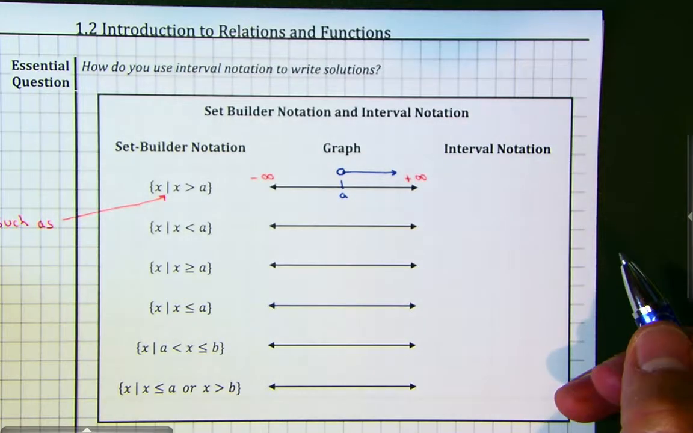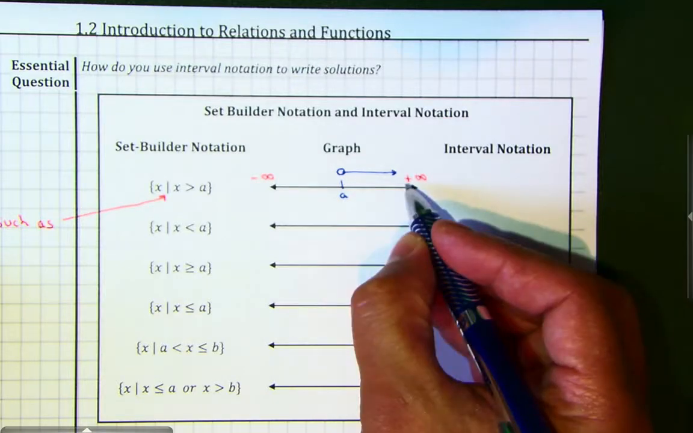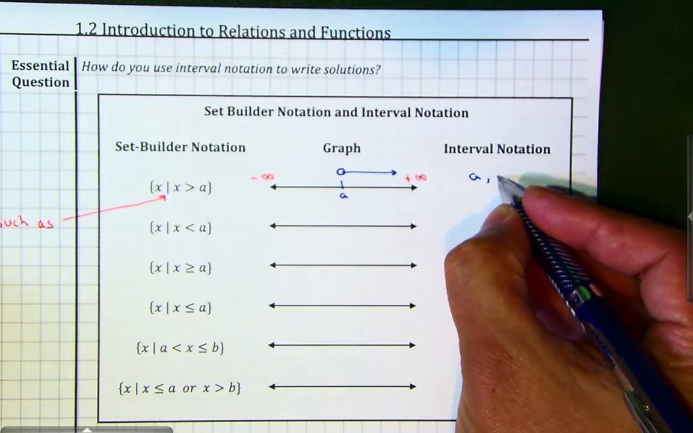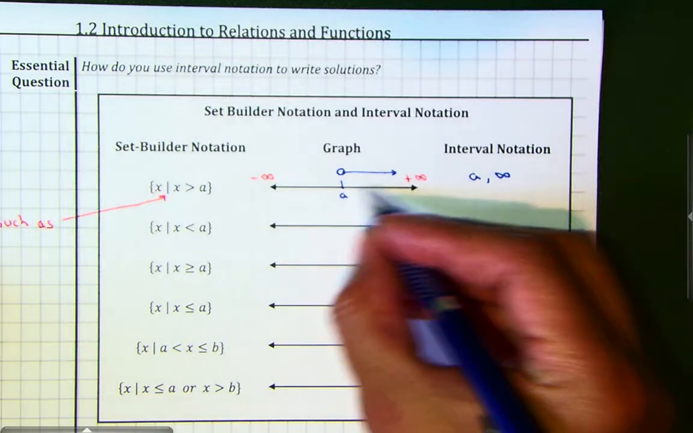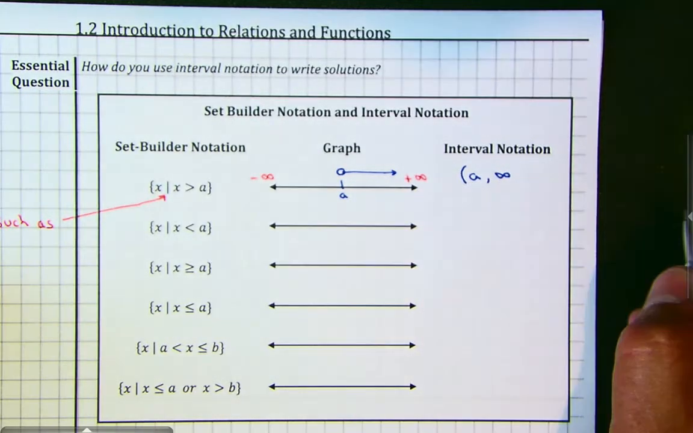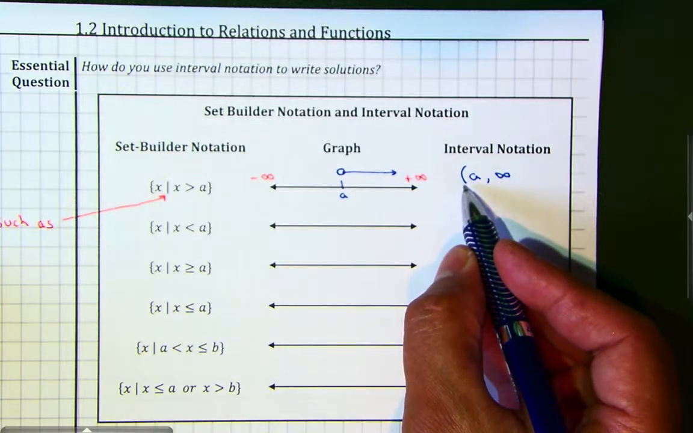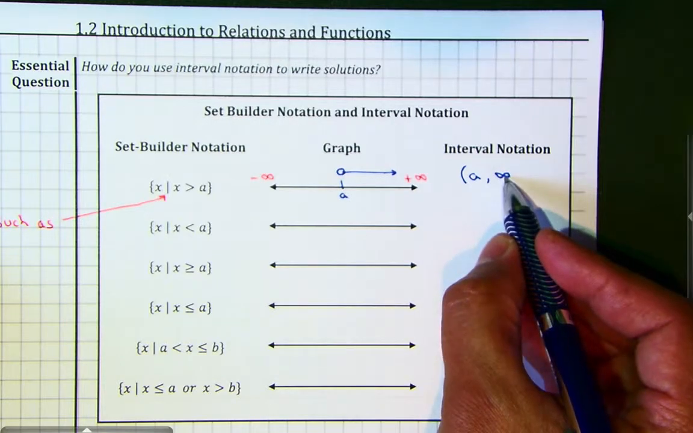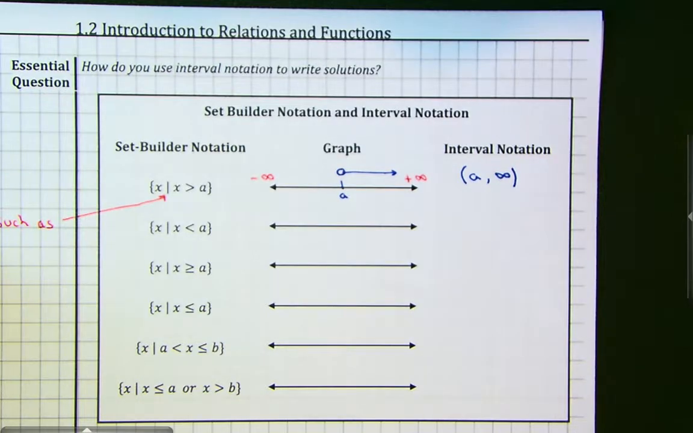Now to write down interval notation, it's from A all the way to positive infinity. We're going to place a comma in between. Now it doesn't include the value of A, so we're going to leave it as open. So where you used to have an open circle, we're going to have a parenthesis. Infinity, you can place a positive infinity in here, or we can just leave it as infinity, which is positive. Infinity always gets a parenthesis. So let's go to the next one.